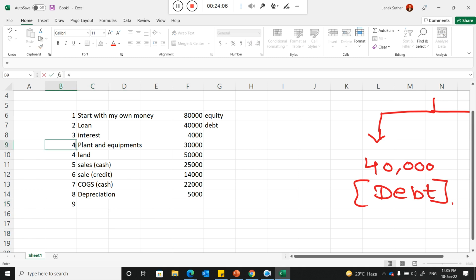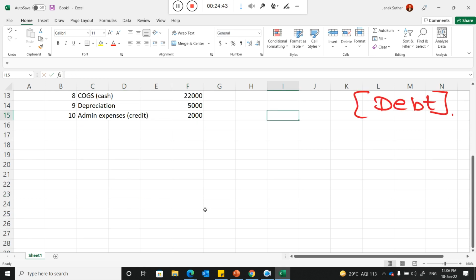One more thing we can take: the admin expenses, which generally every company shows. In admin expenses, how much amount is there? It is assumed that it is on credit, meaning still not credited, so you need to pay that particular amount. So that is 2000. Okay, now how to make that balance sheet?